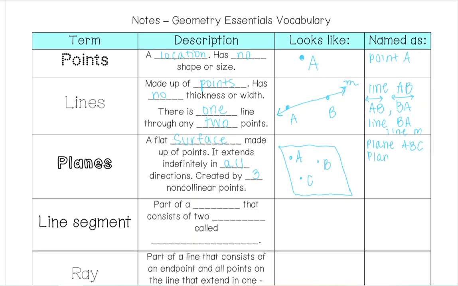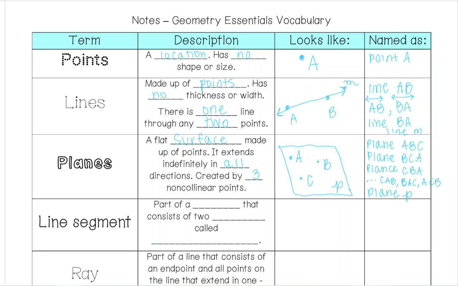It could be called plane BCA. It could be called plane CBA, or any other combination of those letters. So I could also have plane CAB, BAC, or I could have ACB. So plane and then the 3 letters. Doesn't matter which order they're in. You could also just call it a letter, just like we named the line a lowercase letter. We can also label our planes as lowercase letters. So I could also call this plane P. So I have 2 choices there.